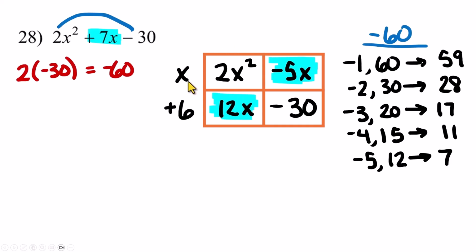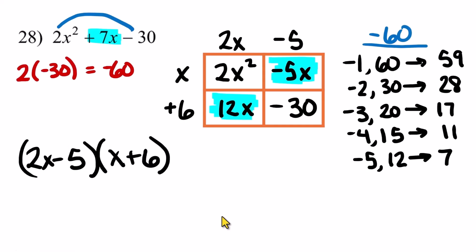But what do I multiply times x to get a 2x squared? That would be 2x. Does 2x times 6 give you 12x? Yes, that's your check. What do you multiply times x to get a minus 5x? Negative 5. And does negative 5 times positive 6 equal negative 30? Yes. So these are the factors of this trinomial. 2x minus 5 and x plus 6.